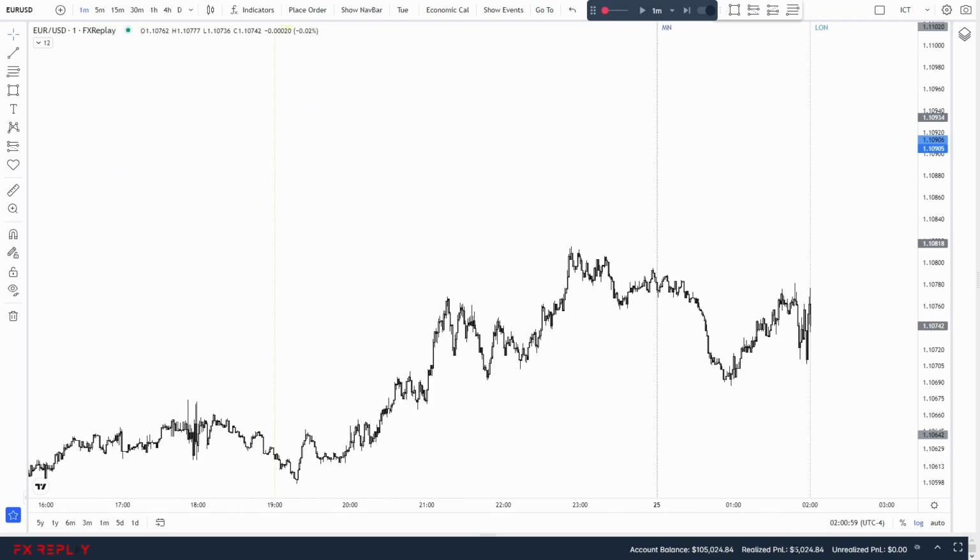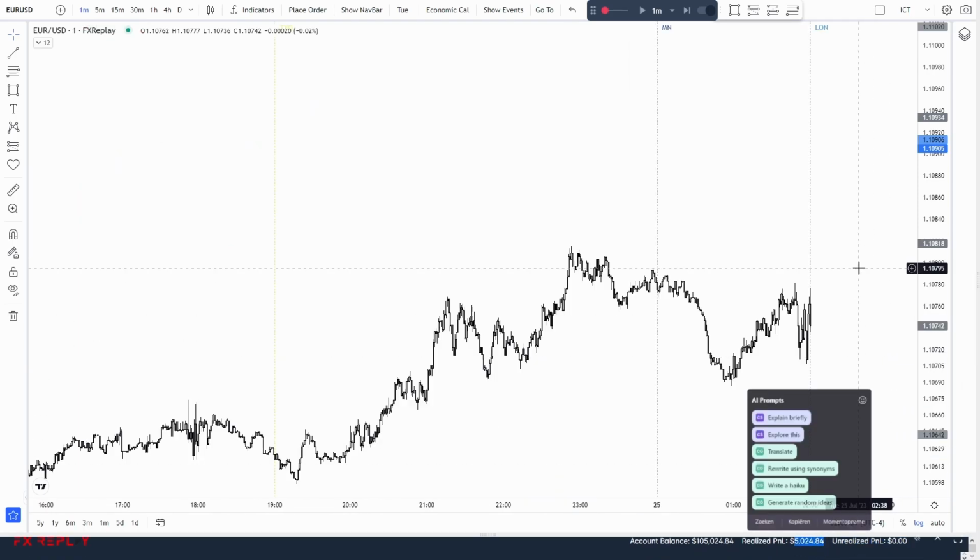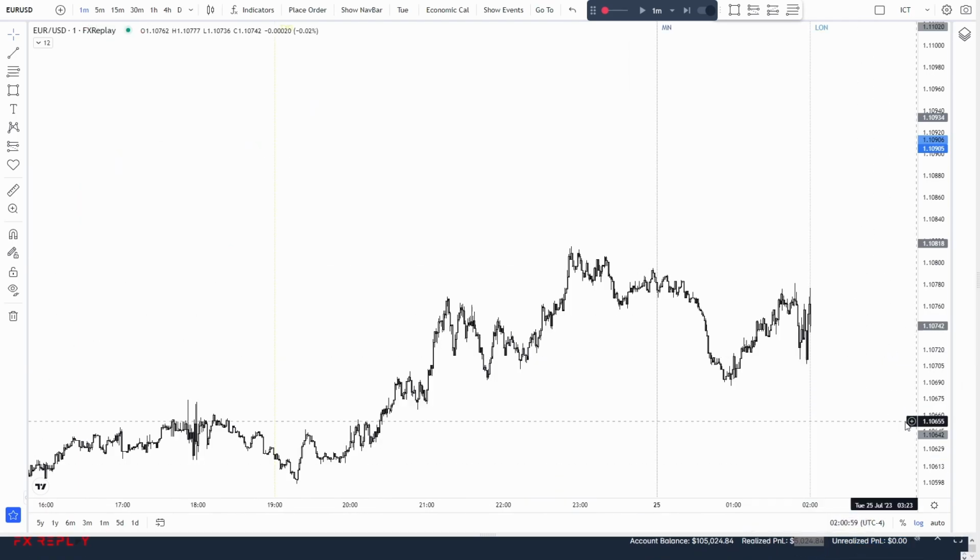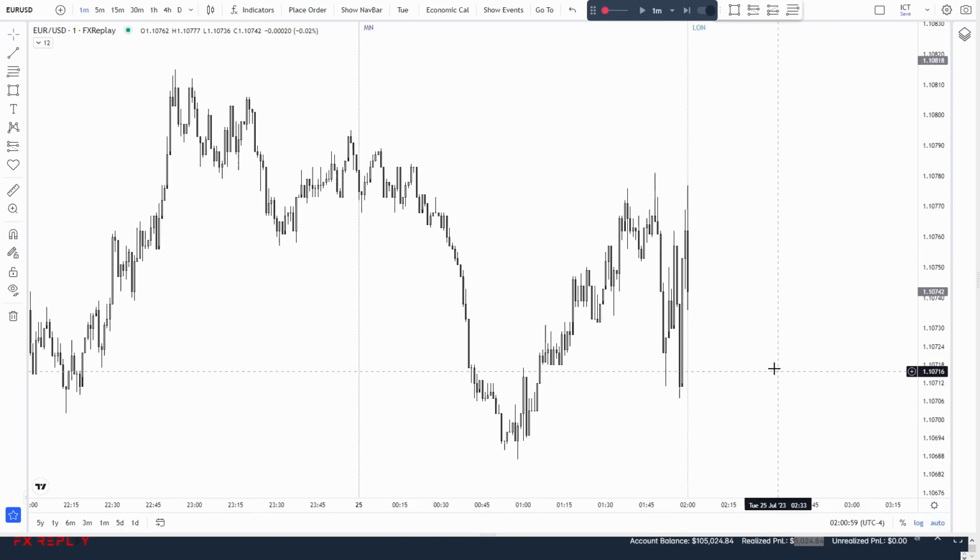All right, so far we already generated 5%, right? And this is just in one day. This is just the plain model without any confluences. This is just showing how extremely powerful this is. Let's go over another day of backtesting.